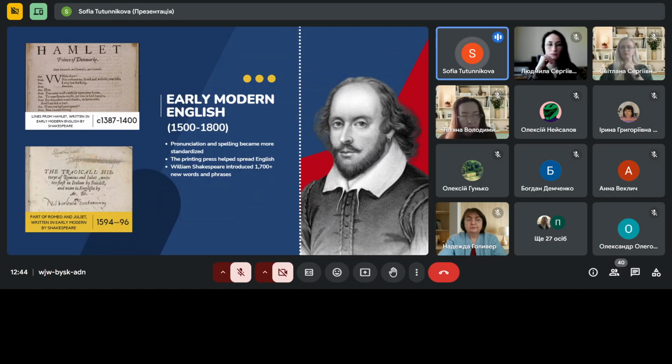And of course, the most famous writer of this time was William Shakespeare, who wrote famous plays like Romeo and Juliet and Hamlet. He also introduced over 1,700 new words to the English language and created many phrases which we still use today, like break the ice. So his poetry and plays made English more expressive.